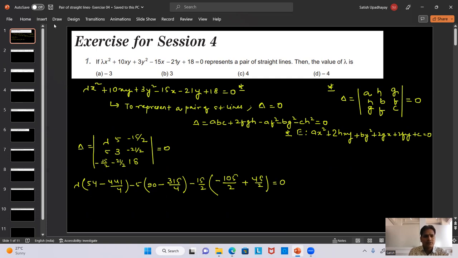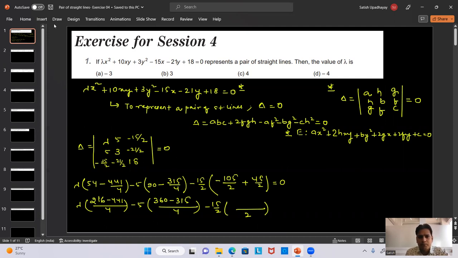So what we can do here, we can take LCM. So 4 into 4 is 16, and 4 into 54 is 216, minus 441. Then minus 5, here also we can take LCM 4, so 360 minus 315. Then minus 15 upon 2, here it will be 2 only, so minus 105 and plus 45. So it will be minus 60, and that will be equal to 0.